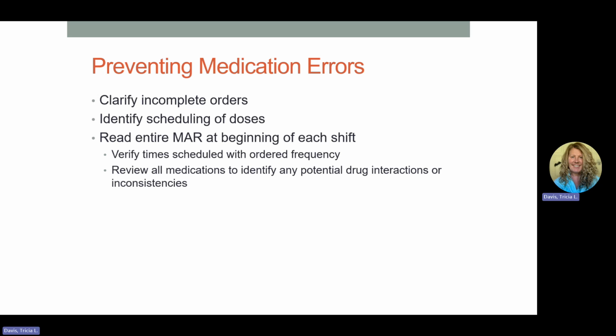We have to identify the scheduling of doses. So how often are we going to give this medication? For example, you'll see that some patients in the hospital will get prophylactic doses of heparin. Heparin is a blood thinner, and when you are admitted into the hospital and you're sick, you're at a higher risk of developing a blood clot because you're not moving around as you normally would at home.